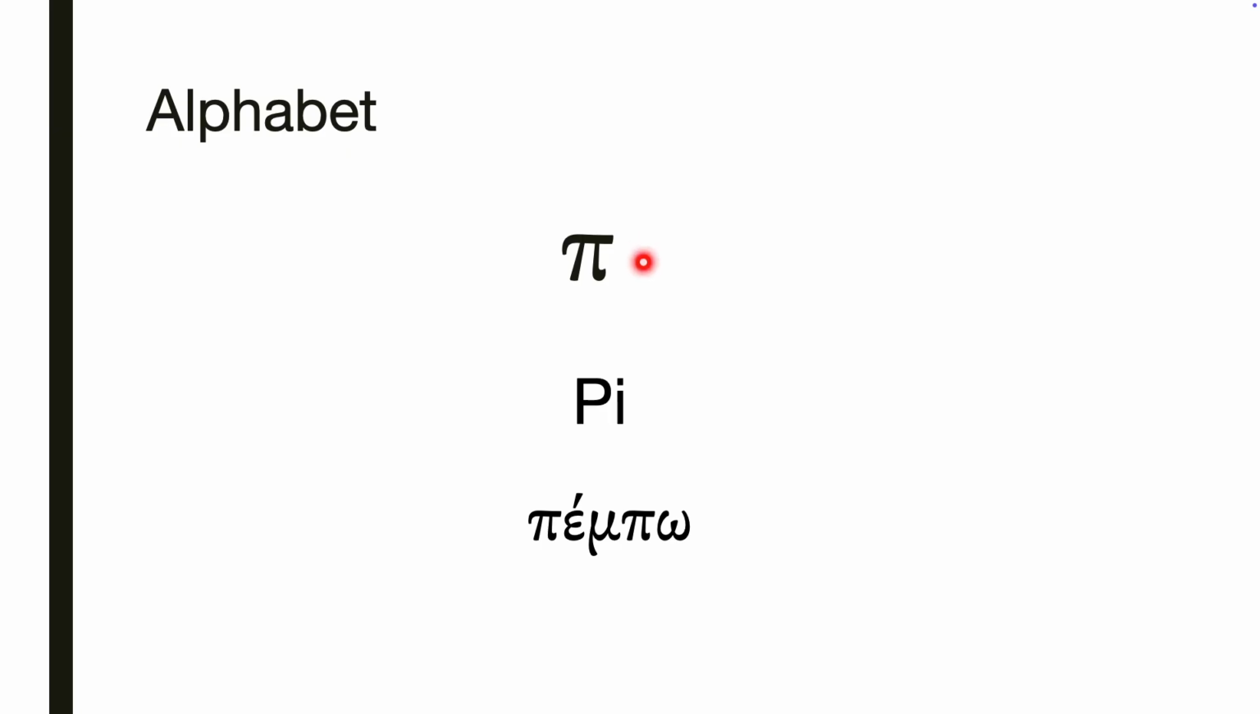Pi, often said pi in mathematics, makes a p sound, as in pempo. Rho, not to be confused with English P, makes a sound like the English R, as in rhema.